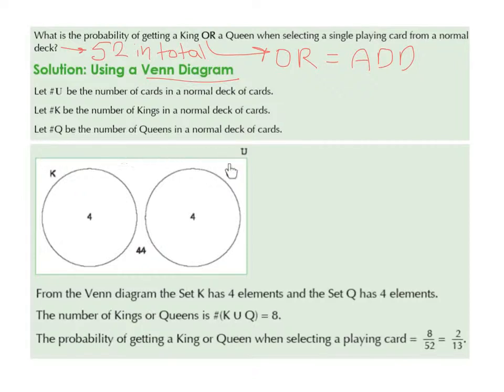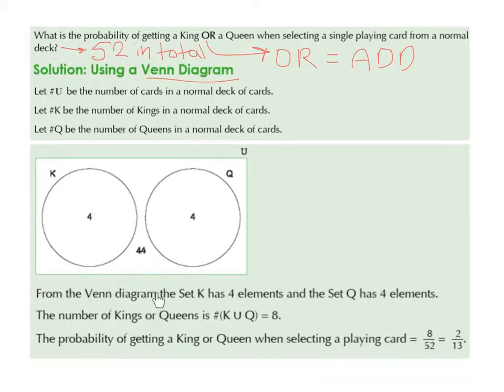So we start by drawing out a rectangle with a capital U that represents the universal set. We have a circle with a K, which represents the king set. We have a circle with a Q that represents the queen set. So we know there are 4 kings in a pack, and we know there are 4 queens in a pack, and 52 minus 4 minus 4 leaves us with 44.